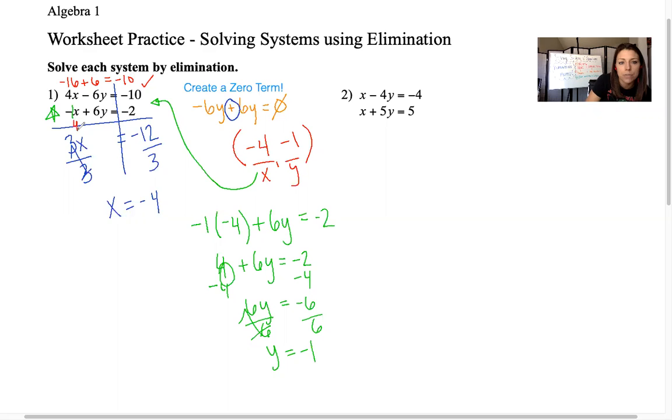-1 times -4 is 4. 6 times -1 is -6. Does that equal -2? Yes, it does. So I did my checks very quickly to keep this video short. I suggest always taking the time to check.